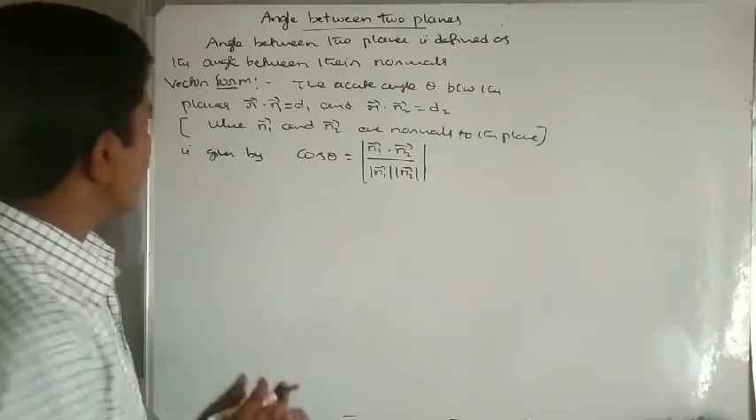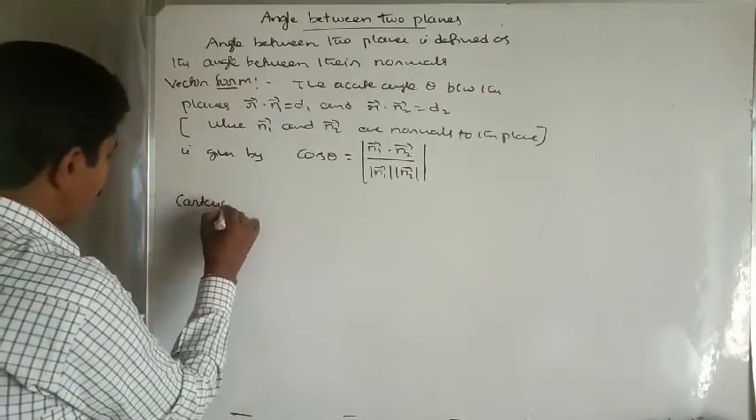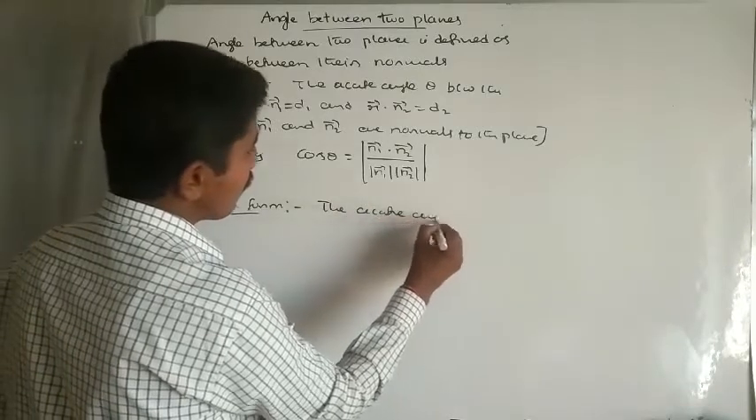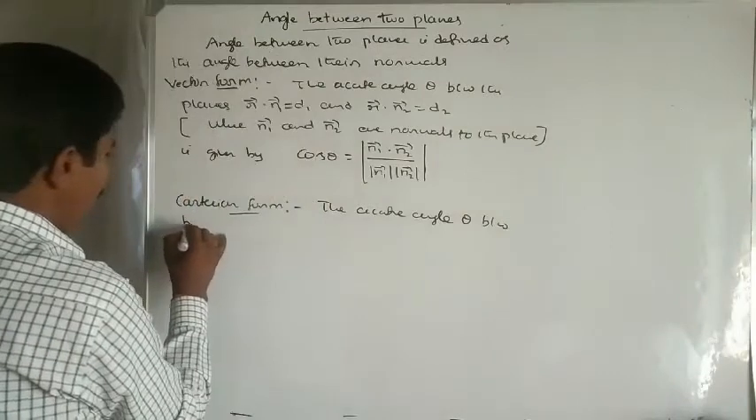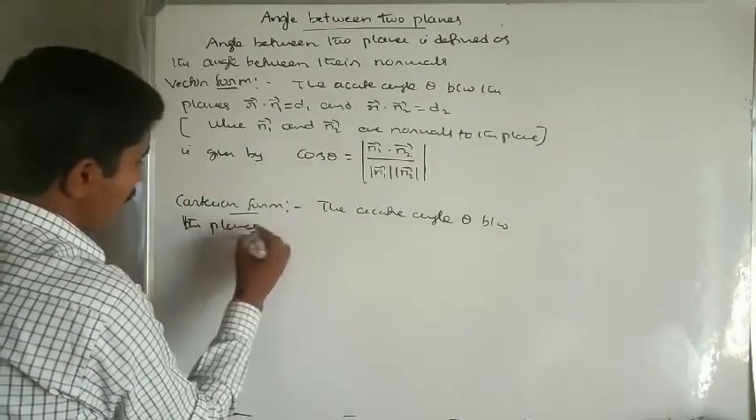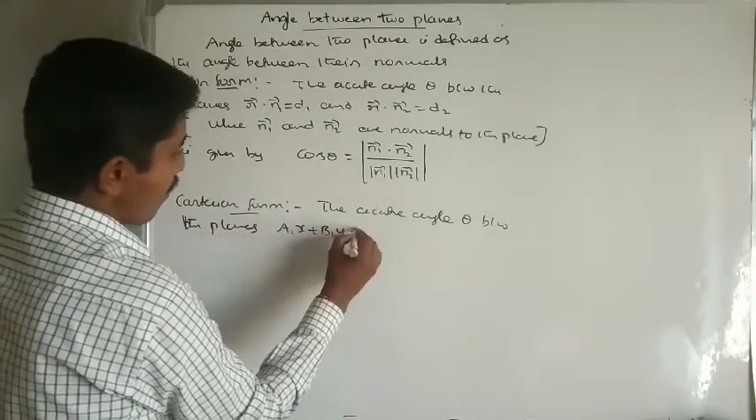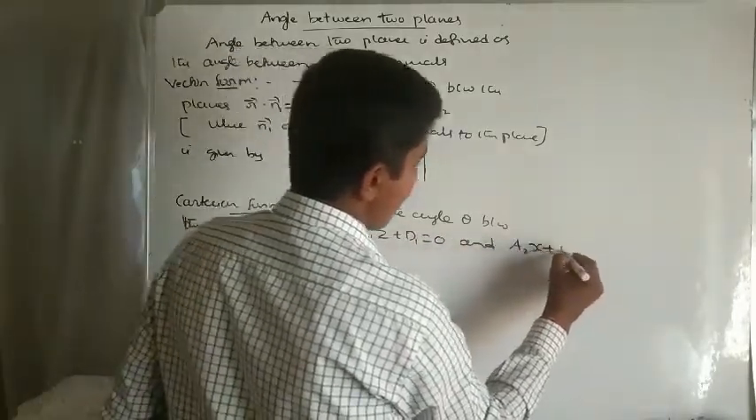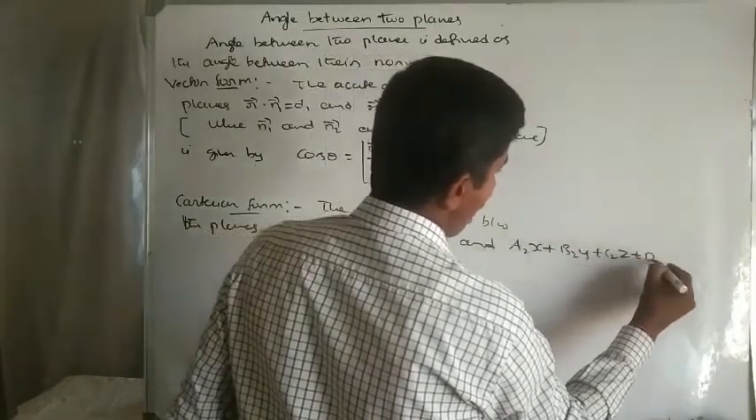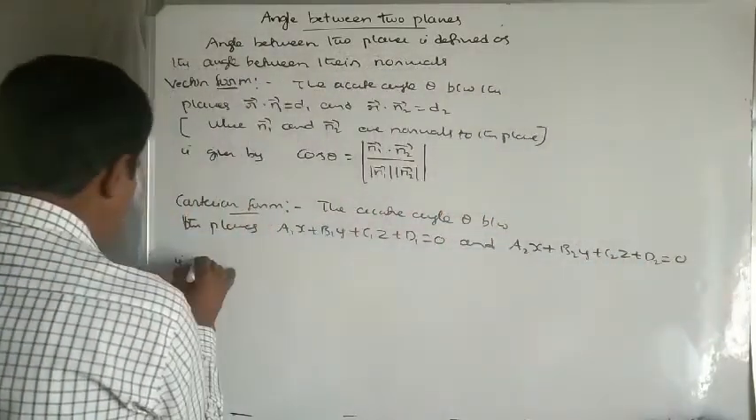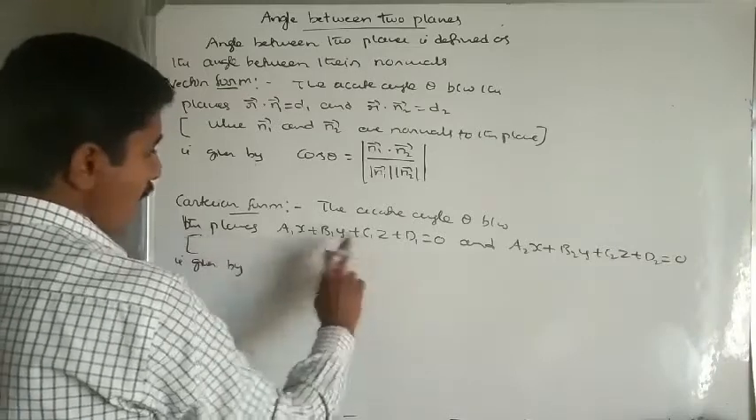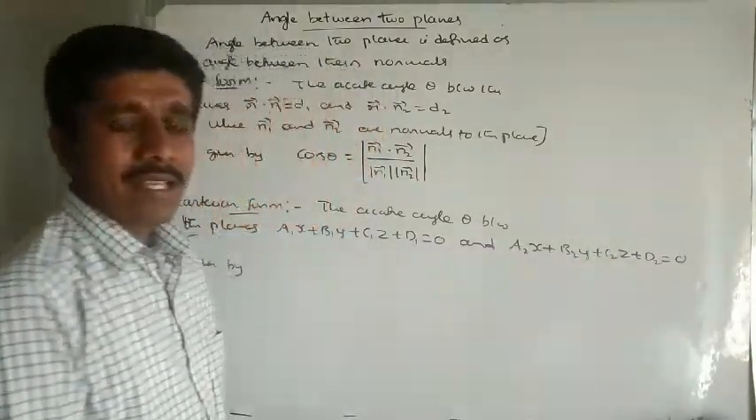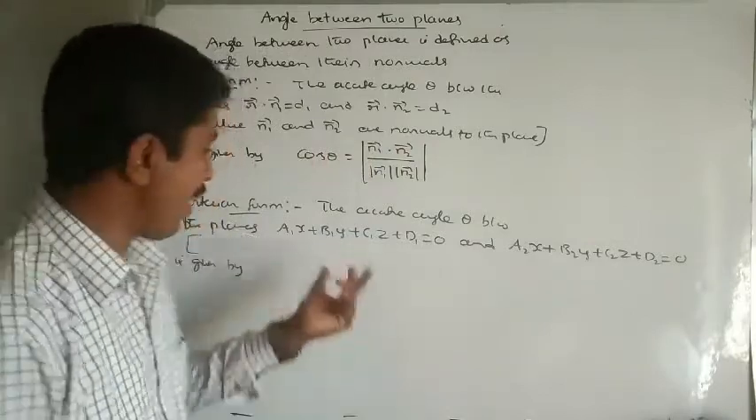Next, in Cartesian form, the acute angle theta between the planes a1x plus b1y plus c1z plus d1 is equal to 0 and a2x plus b2y plus c2z plus d2 is equal to 0 is given by... a1, b1, c1 are the direction ratios of the first plane, a2, b2, c2 are the direction ratios of the second plane, meaning the direction ratios of the normal to the plane.